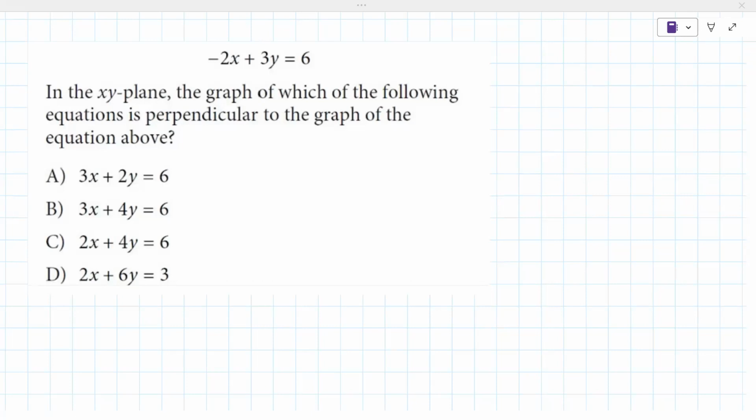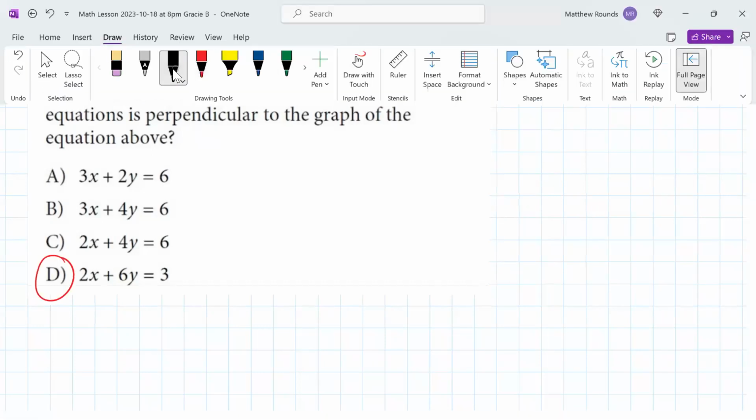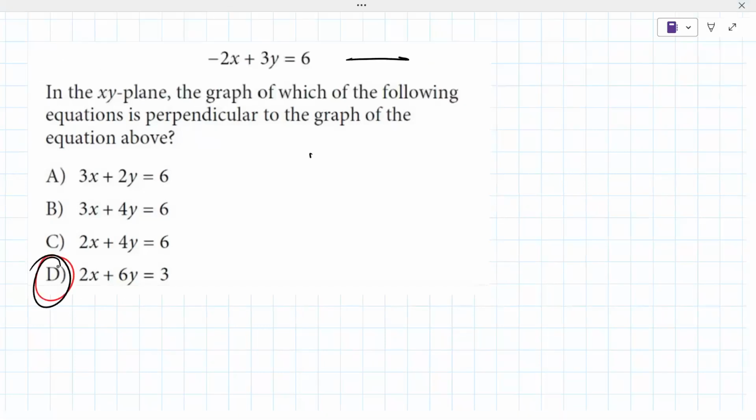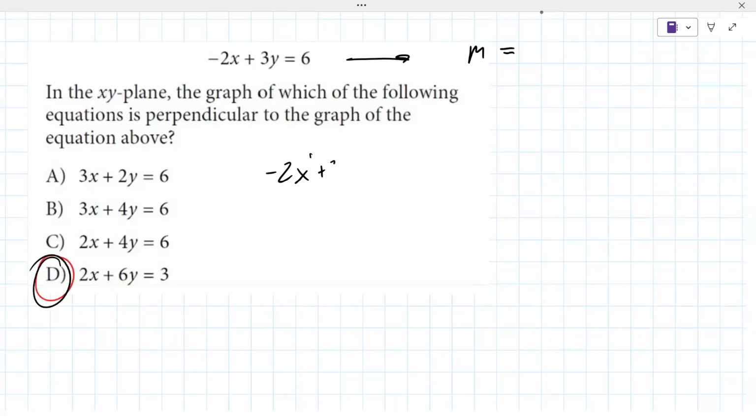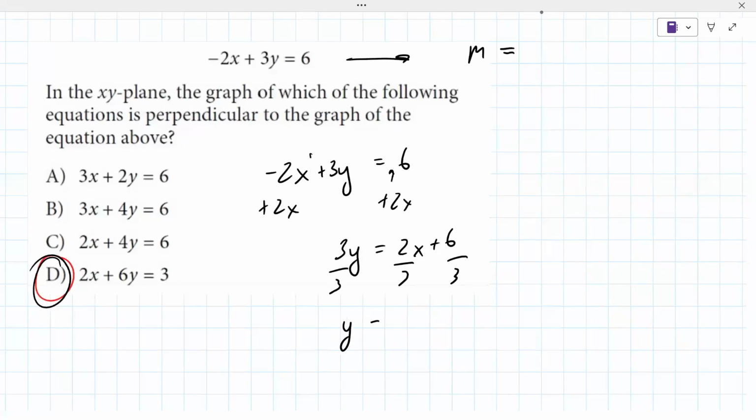Is this one B? Did you say B like boy or D like dog? D like dog. All right, let's take a look here. No, it's the wrong color. So what is the slope of the original line? The slope is 2. It is not 2. So you have to solve it for y. So you have to add 2x to both sides. 3y equals 2x plus 6. Then you divide by 3. So it's 2/3 x plus 2. The slope is 2/3.